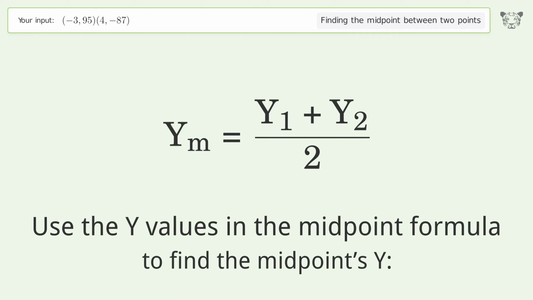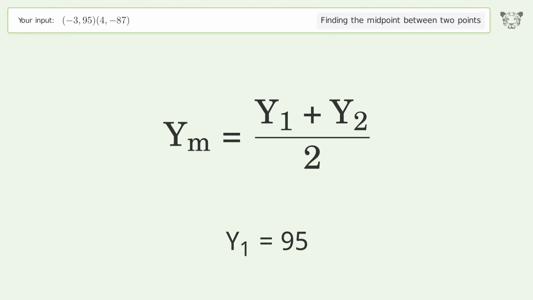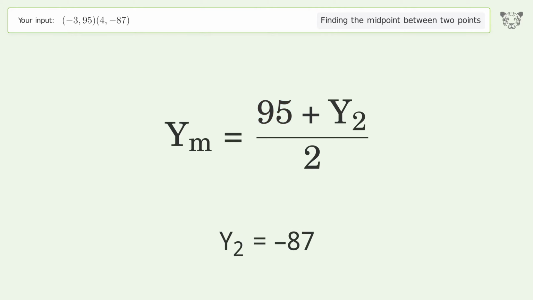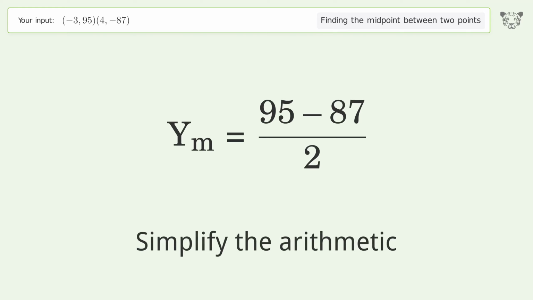Use the y values in the midpoint formula to find the midpoints y. y1 equals 95. y2 equals -87. Simplify the arithmetic.